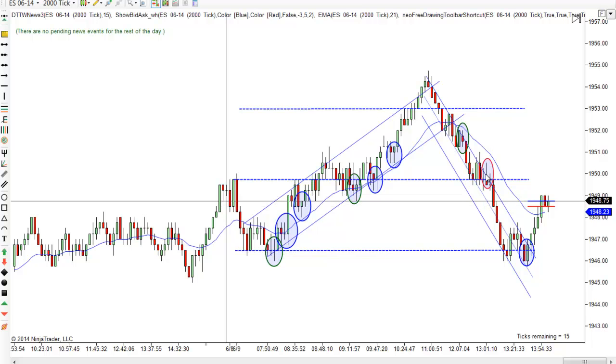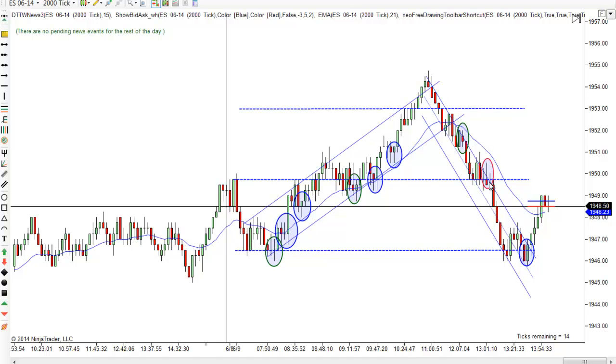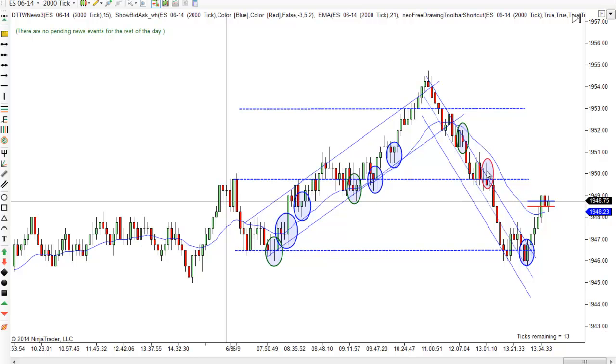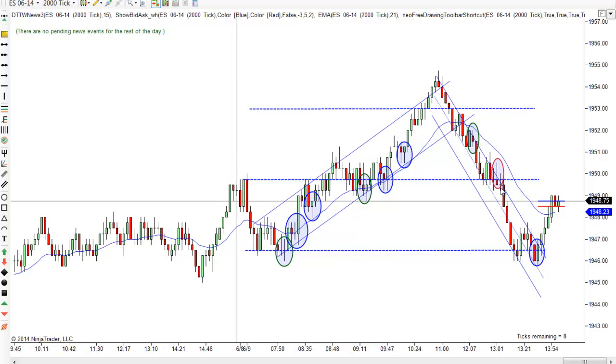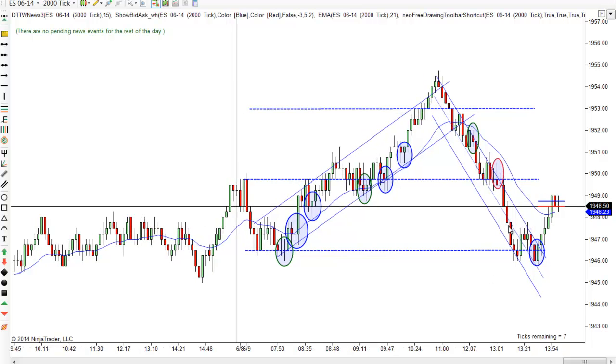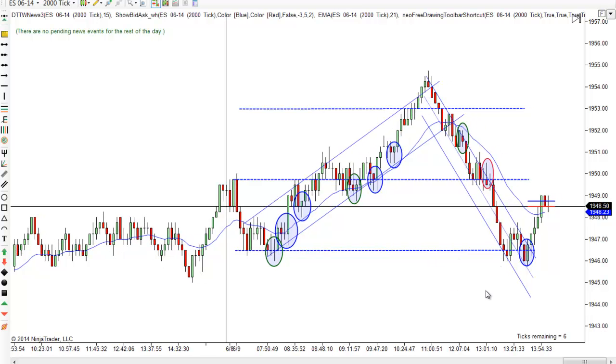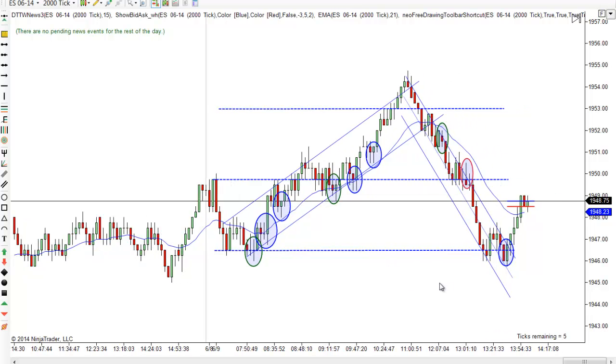But I think what happened was they trapped a lot of people long here that aren't paying attention, that aren't following the trend lines, that don't understand the rules. And when they got trapped long, it was like a rocket down. So this turned out to be probably the best trade of the day, other than this long right here. This one rocketed down in just a couple of bars in just a few minutes.